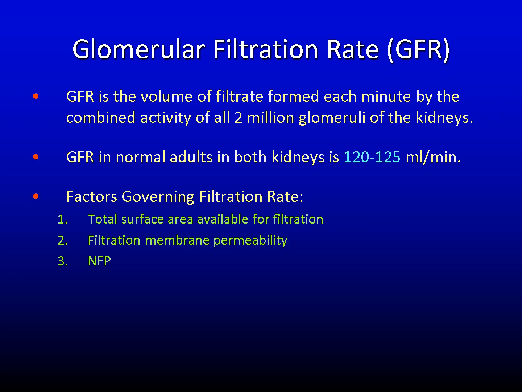Glomerular filtration rate, GFR, is a clinically important parameter and is measured routinely in patients. The GFR is the volume of filtrate formed each minute by the combined activity of all 2 million glomeruli of both kidneys. GFR in normal adults in both kidneys is 120 to 125 milliliters per minute. There are 3 main factors governing filtration rate at the capillary beds: 1, total surface area available for filtration, 2, filtration membrane permeability, and 3, the net filtration pressure.